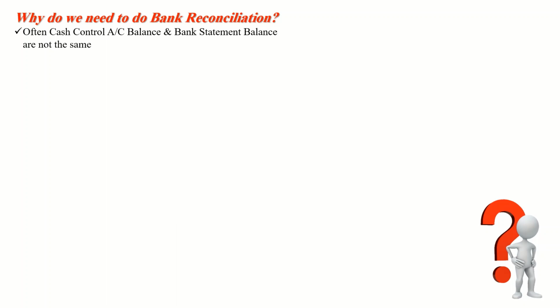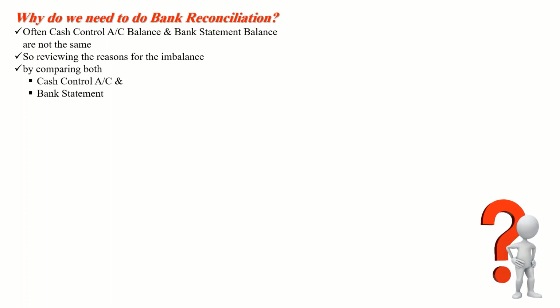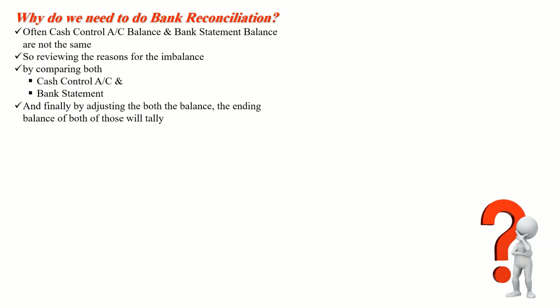So in order to find out the causes for those imbalances, the organization compares the cash receipt journal and the cash payment journal against the bank statement. After figuring out what happened, it prepares two important items: the revised cash control account, where all the errors and omissions made by the company will be adjusted, and finally the bank reconciliation statement.